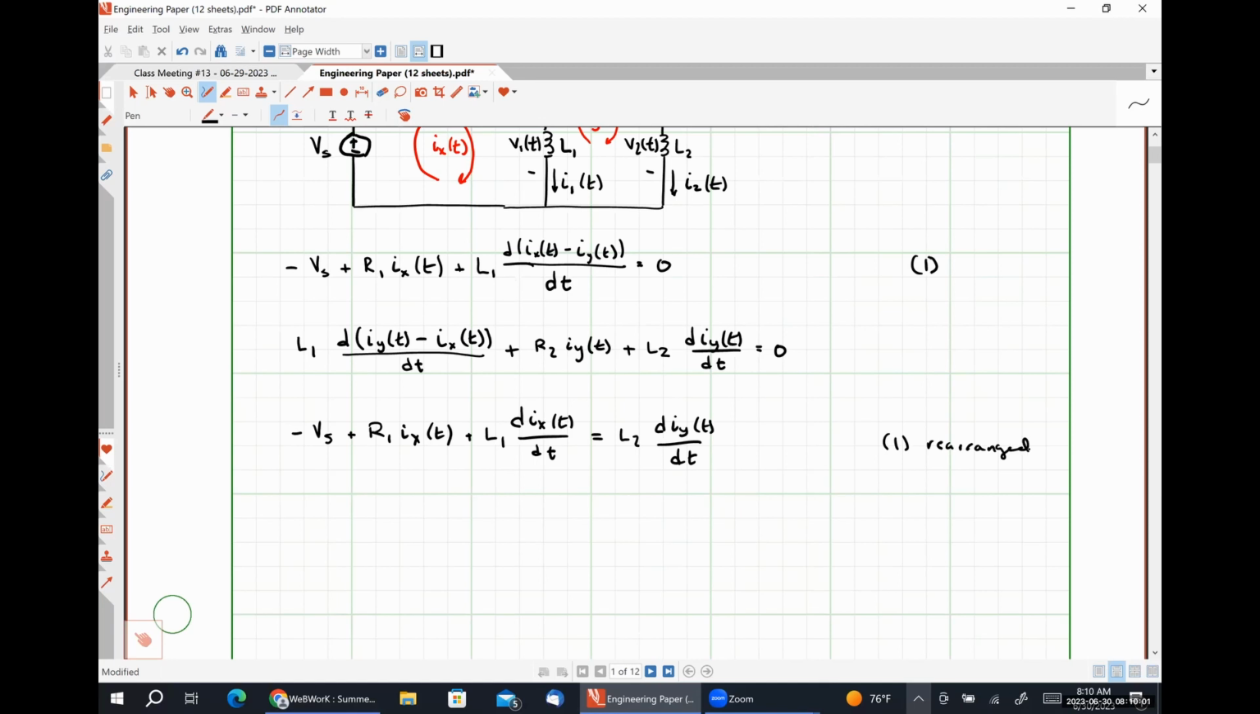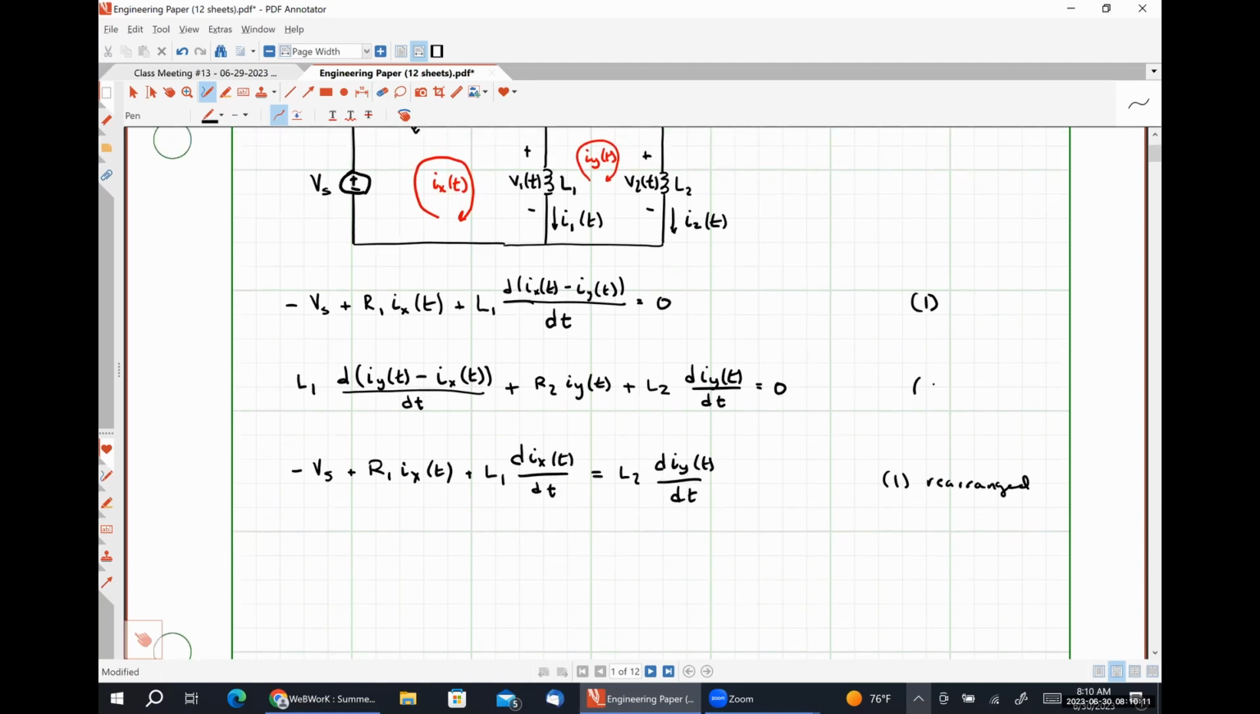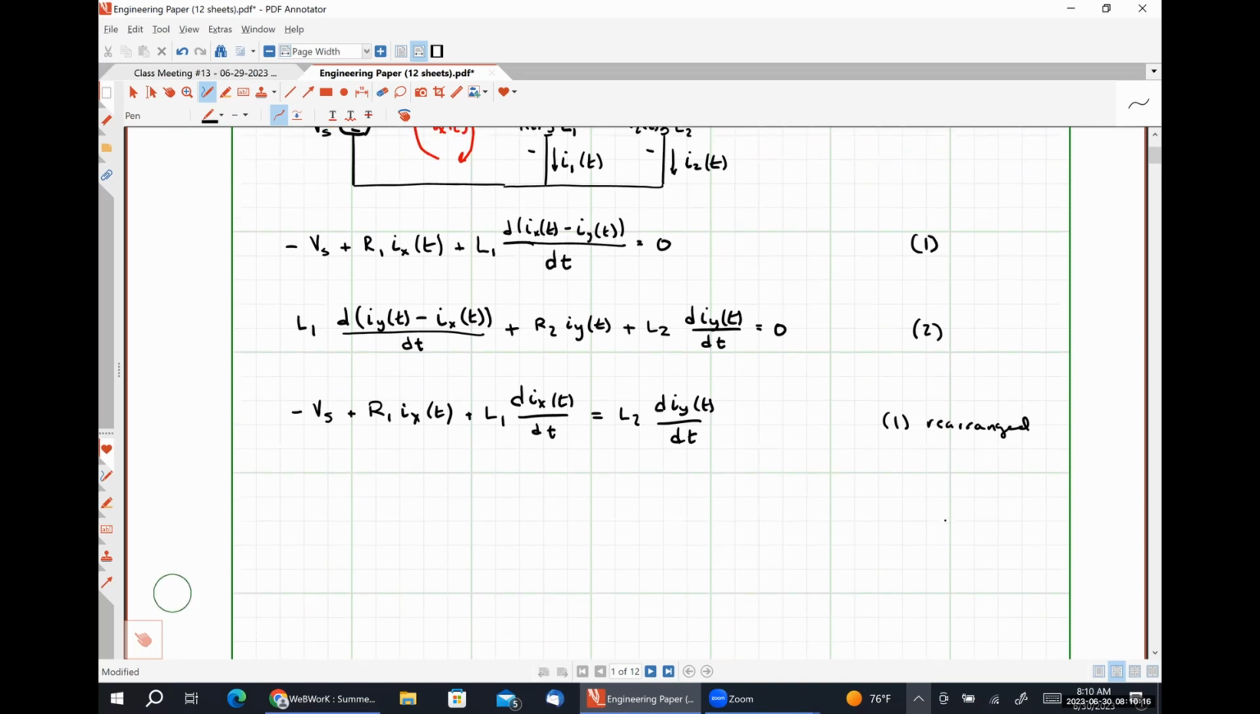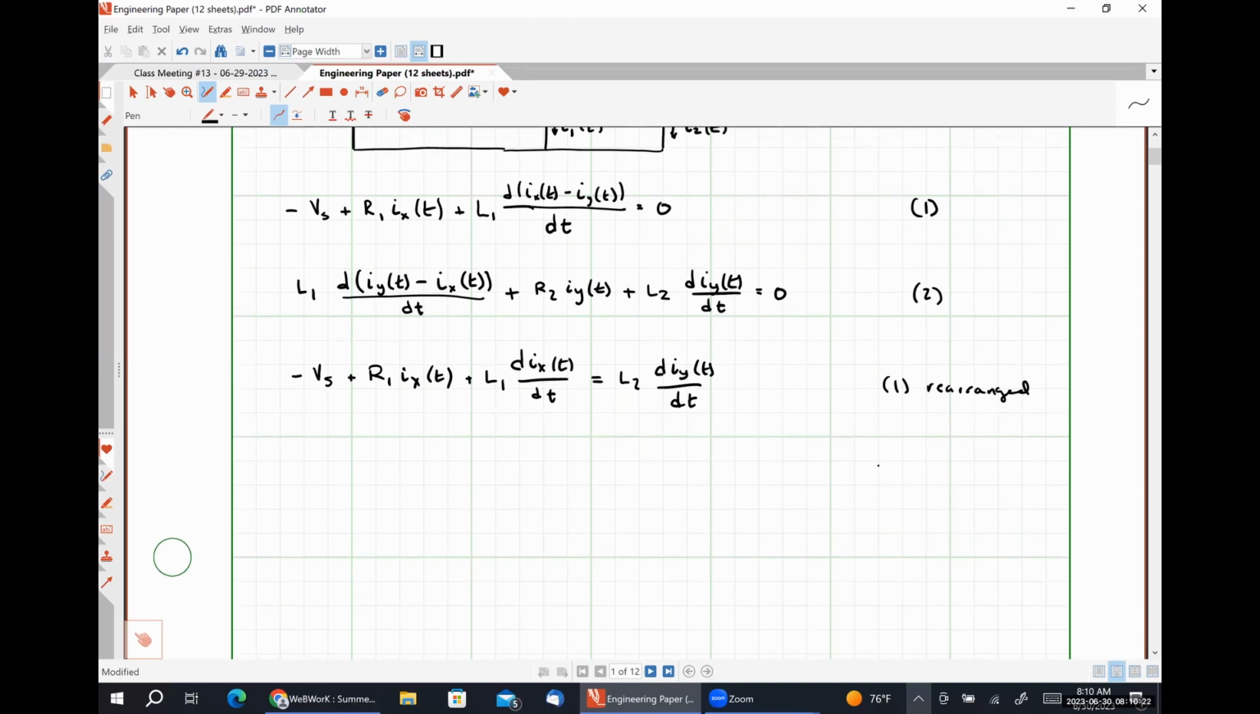And I'm going to do something similar for equation 2, our second KVL equation. So I'm going to put all of my Iy terms on one side and all of my Ix terms on the other side.